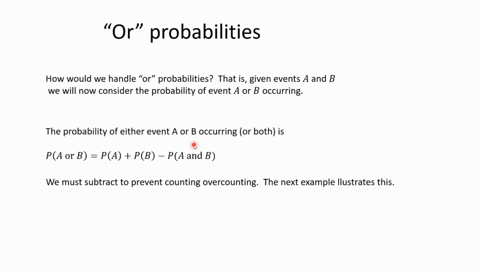The probability of event A or B occurring turns out to be this. Essentially, you add the probability of A plus the probability of B, and then you subtract the probability of A and B. You might be wondering why you subtract. Let me say it again: the probability of A or B occurring is the probability of A plus the probability of B minus the probability of A and B.